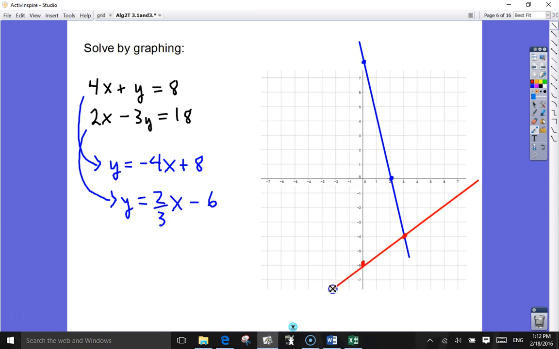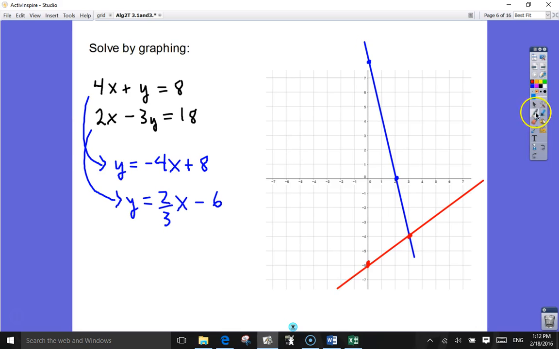And it doesn't much matter because I can see where the solution is. It looks like, from my graph, it's the point (3, -4), right? So I can estimate that, (3, -4). Now, how could I be sure that's right? You could plug it in and see whether it checks. You could plug it into the equations on the top, or into the 2 that we solved for y.